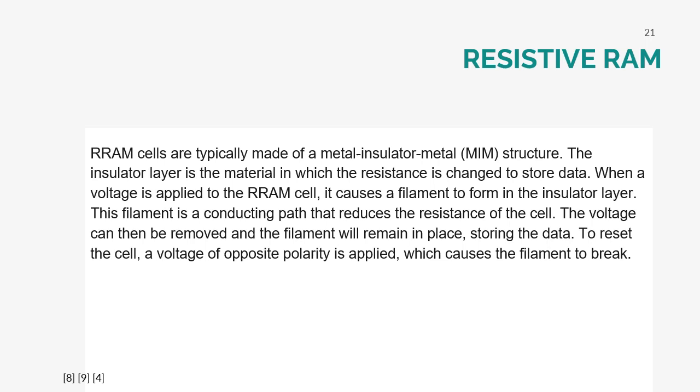Resistive RAM cells are typically made of an MIM structure, a metal-insulator-metal structure. The insulator layer is the material in which the resistance tends to store the data. When a voltage is applied to the resistive RAM cell, it causes a filament to form in the insulator layer.